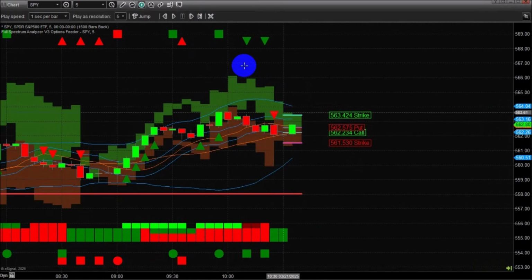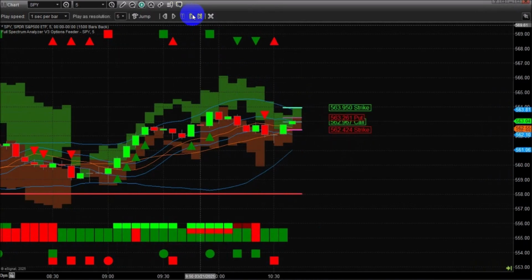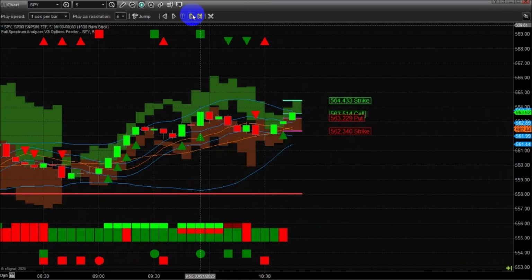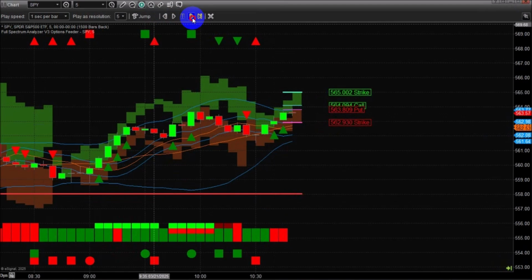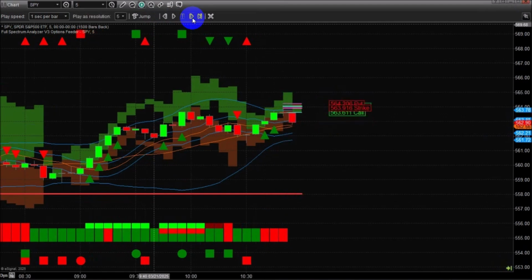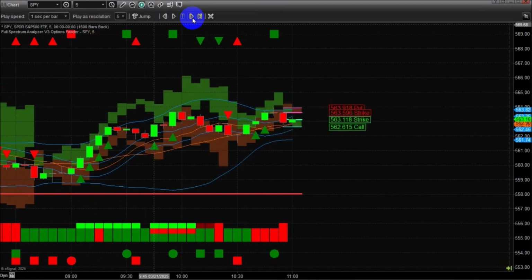Moves up quite a bit in one bar. That's 5 minutes. Goes up again. Now we go into bearish trending. So if you wanted to, you could start potentially picking up a put, hedging your longs. We roll into more bearish trending. We roll down. Stall back out. We're in bearish trending right now.